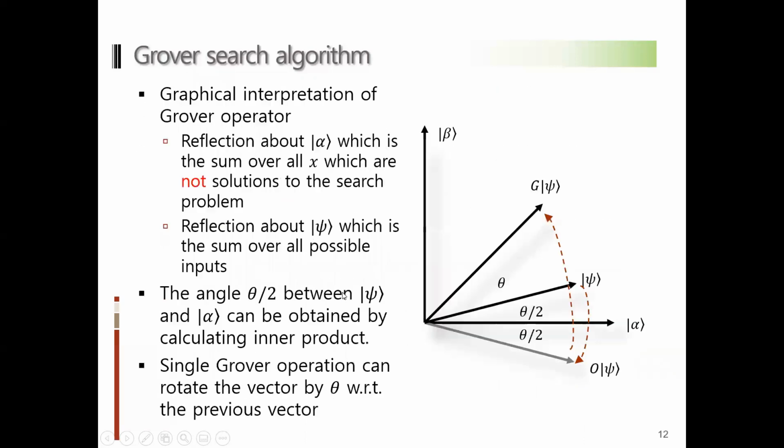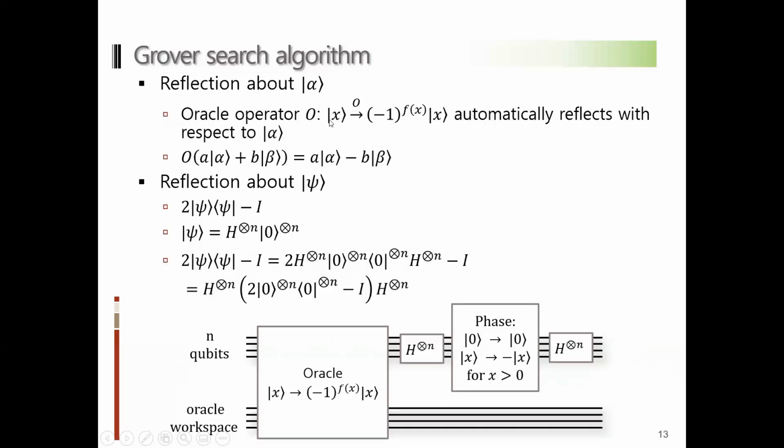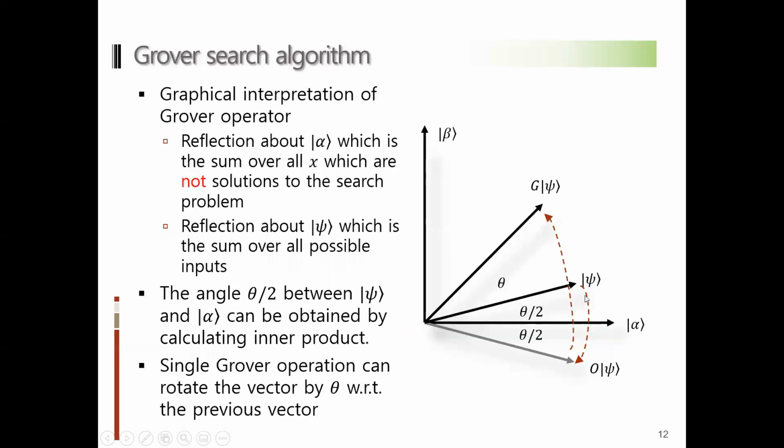So just by applying the oracle operator on some vector, it will only flip the sign of the beta vector component, and we know that the beta component is composed only of the solutions. So f of x will always be 1. So it is guaranteed that all those vectors will get an additional minus sign. That is how we can implement this first reflection with respect to alpha.